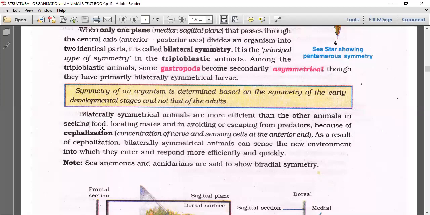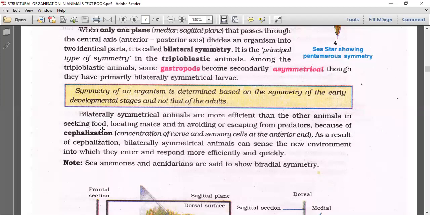So finally, who is the last animal in the animal kingdom? Chordates. In the chordates, we are the last, mammals. That's why we have a developed brain in the head region. That's what we are talking about. Okay, so let me conclude here.